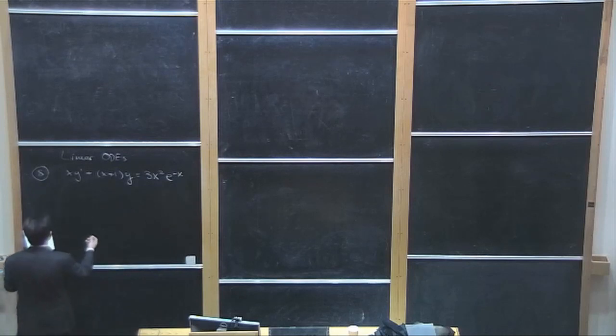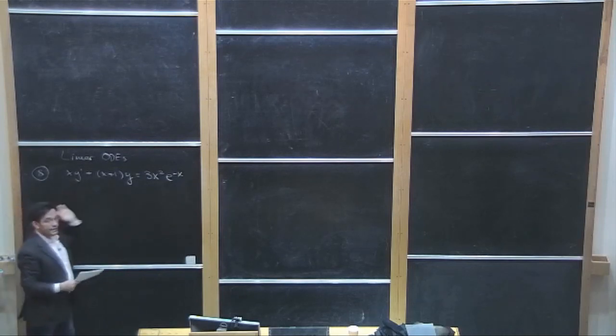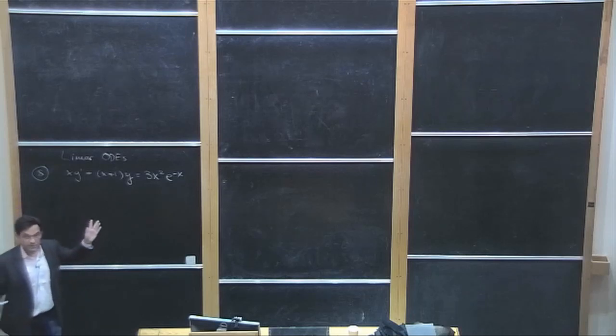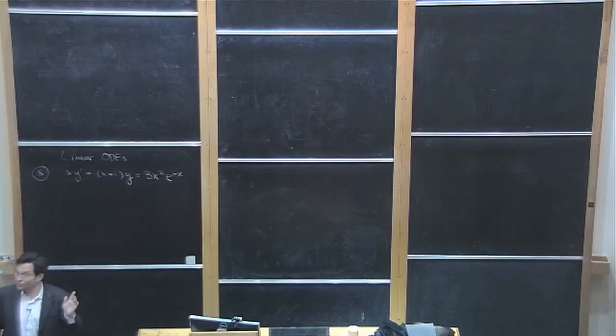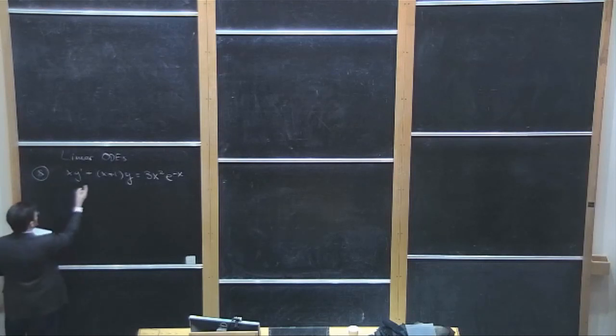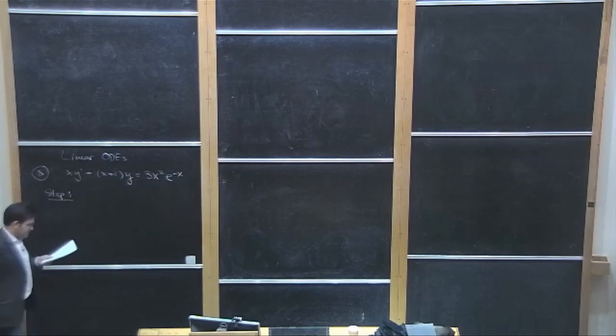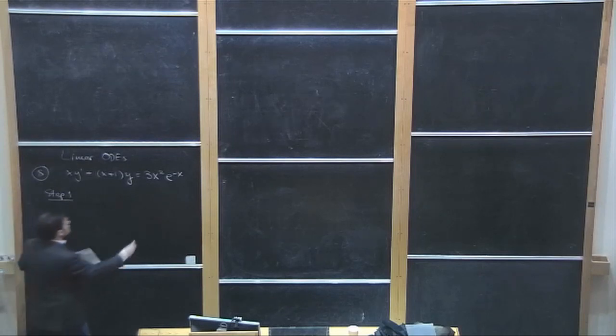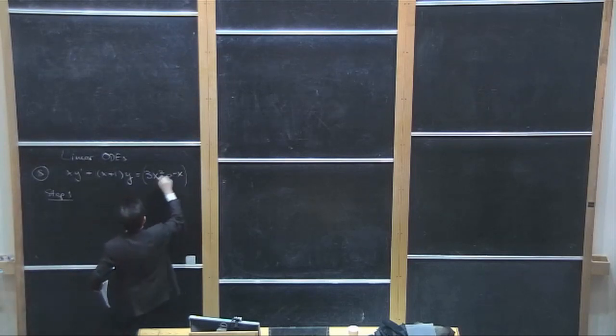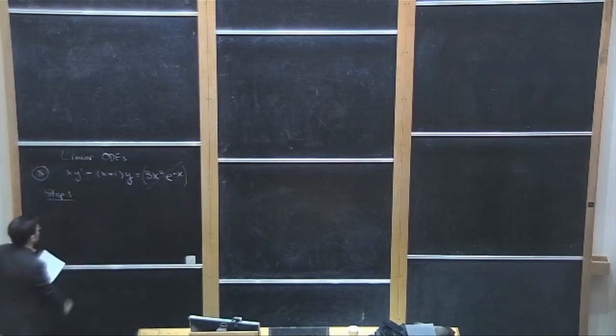So how does one solve this? The coefficients here are not constant, but that's sometimes okay. It's certainly okay for first order equations in terms of their solvability. And how does one solve it? Well, always the same way. Step one, what you do is you forget about the right-hand side and you solve the homogeneous equation.